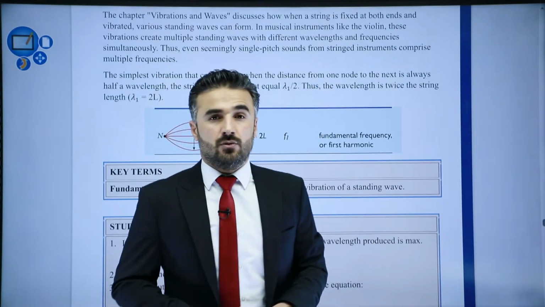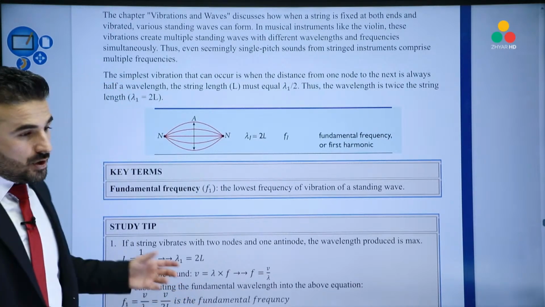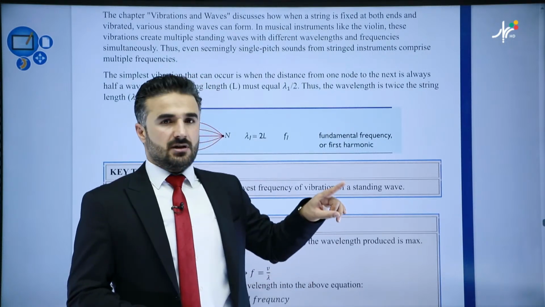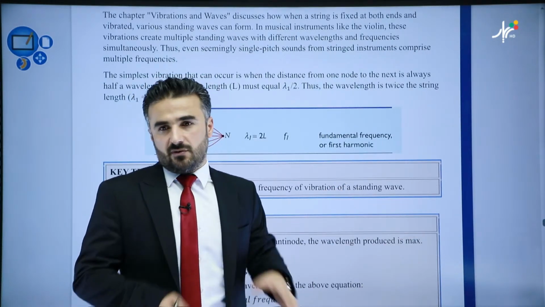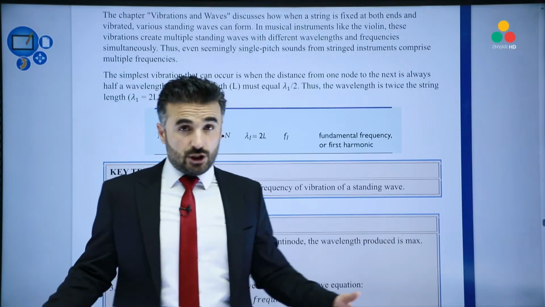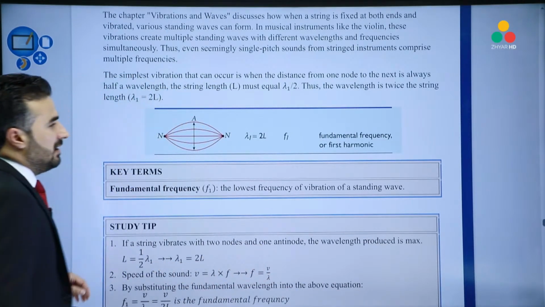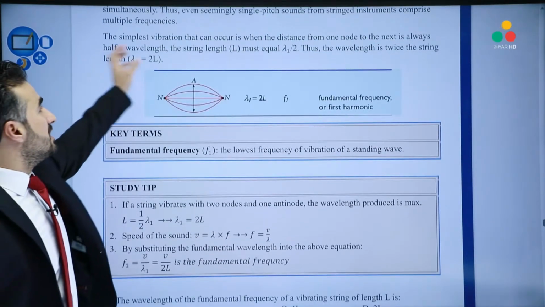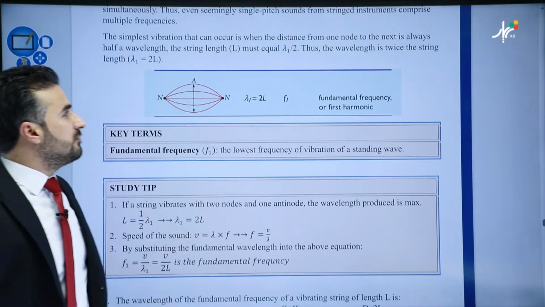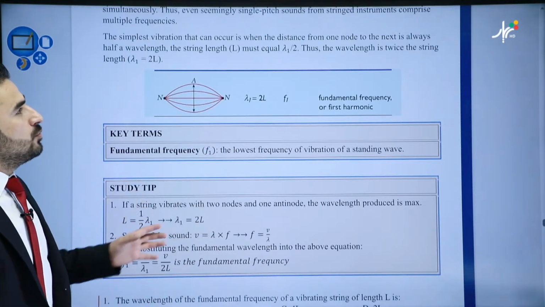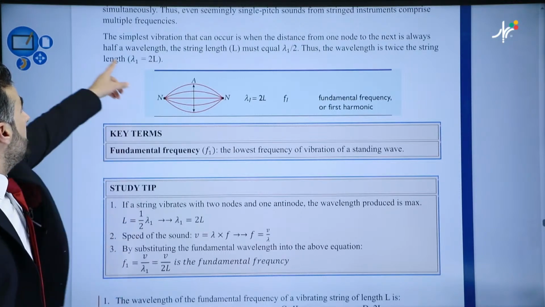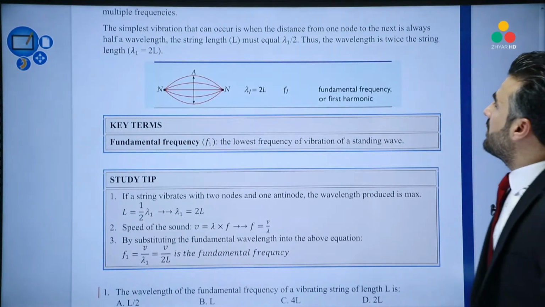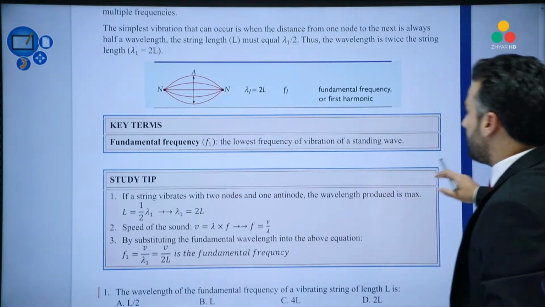And of course, by increasing or decreasing the length of the string, that is one way. Or sometimes you have just one string, but you put your finger on a point on that string. So the length of the string that vibrates would change, and that causes the creation of a different frequency. Now the simplest vibration occurs when the distance from one node to the next is always half a wavelength. And of course, the string length L must equal half a wavelength, that is, the wavelength is twice the string length. So take a look here.